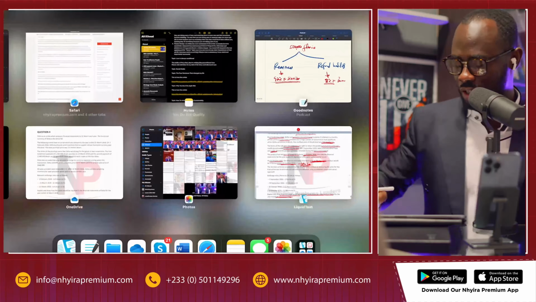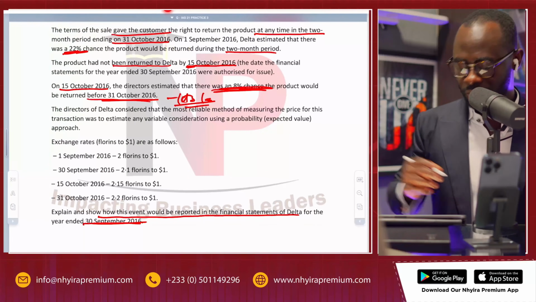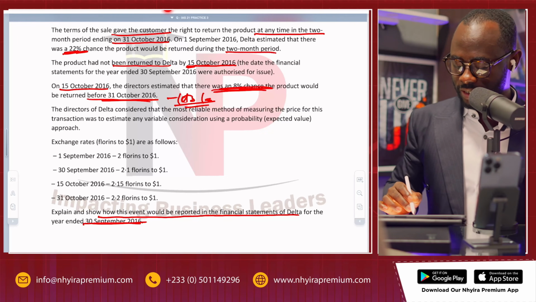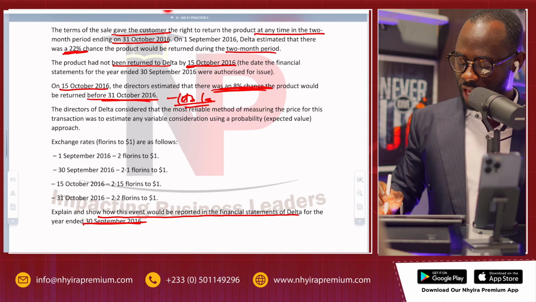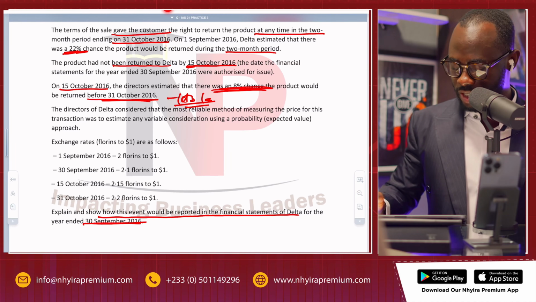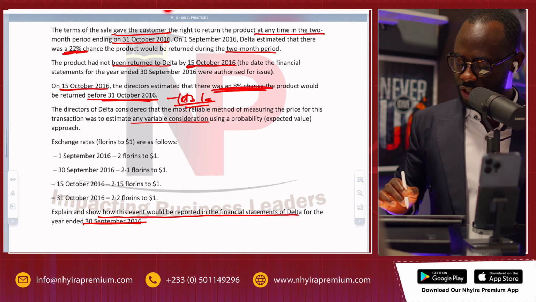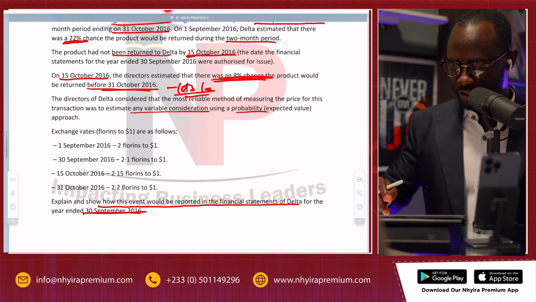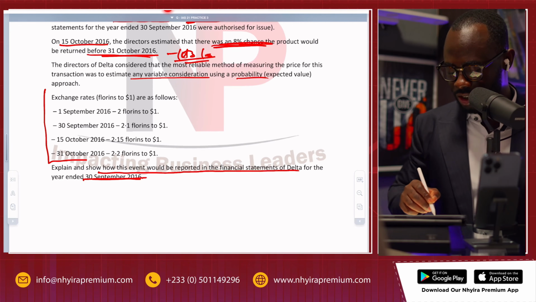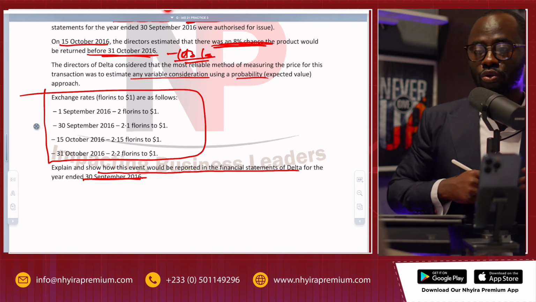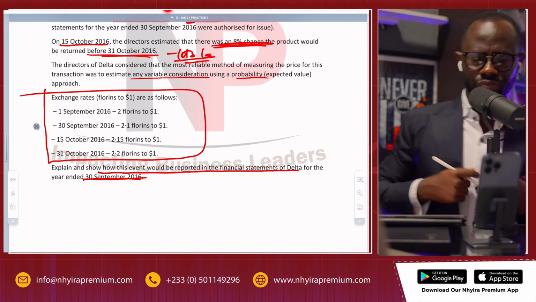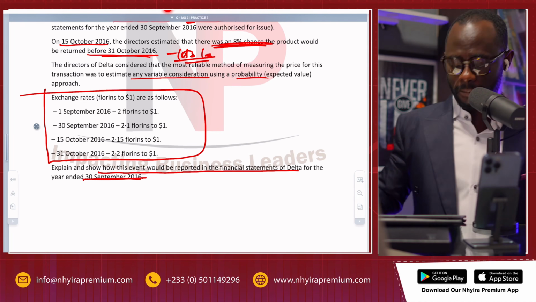So let's see how we can then put the pieces together. The directors of Delta considered that the most reliable method of measuring the price for this transaction was to estimate any variable consideration using probability, that is expected value. Then we are given the exchange rates to use. So let's see what happens then.